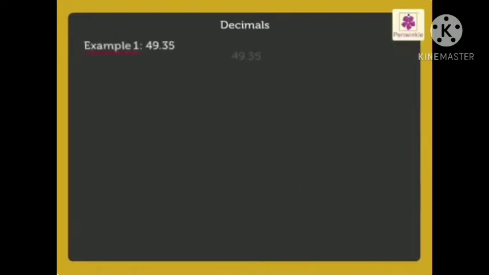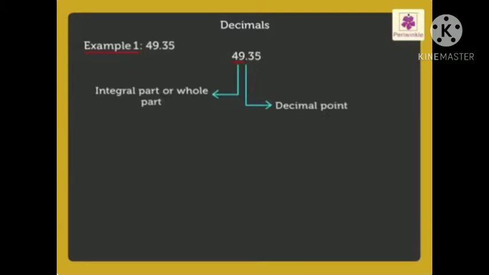49.35. 49 is the integral part. The dot in between 49 and 35 is the decimal point. 35 is the decimal part. It is read as 49.35.